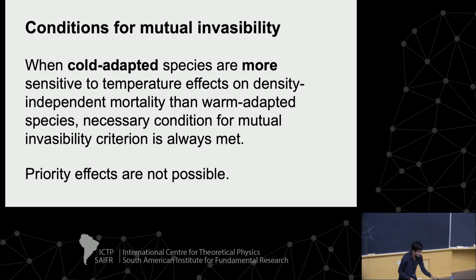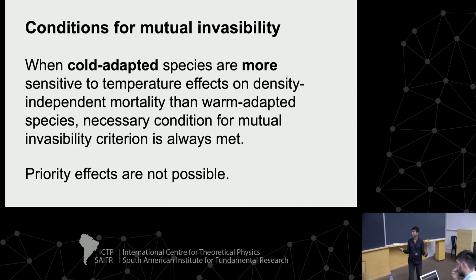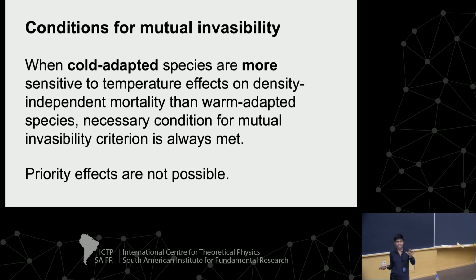So there's something very interesting. We talked about coexistence, but remember there is also competitive dominance and priority effects. Priority effects are very important. So can we also specify the conditions under which you might get priority effects? Here is some start on that. When the cold adapted species are more sensitive to temperature effects on density, so this is density independent mortality. This is not due to something else. This is just your natural death rate in the presence of temperature changes.